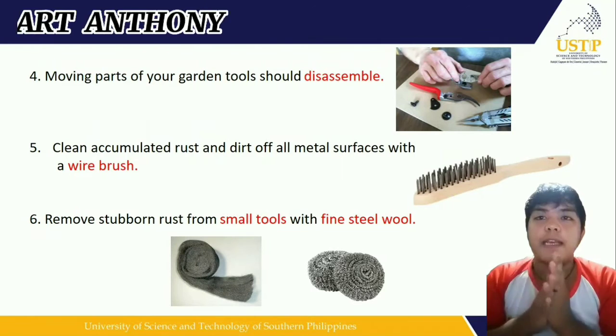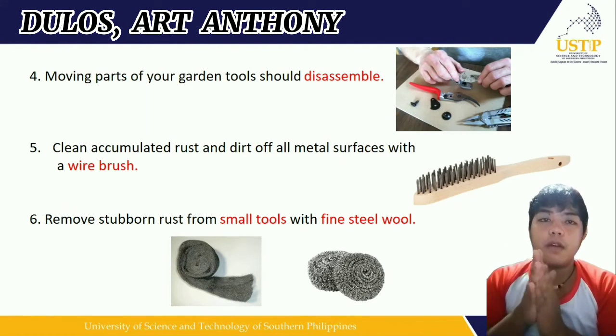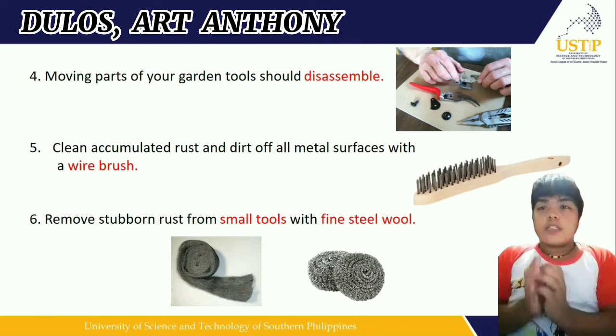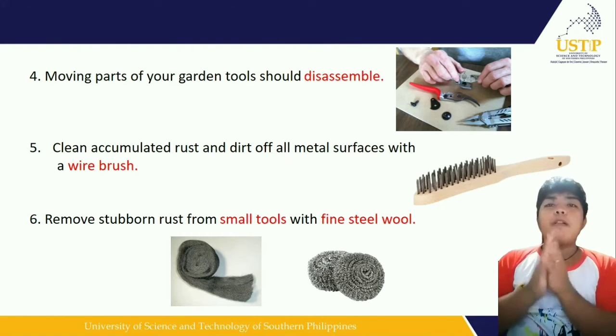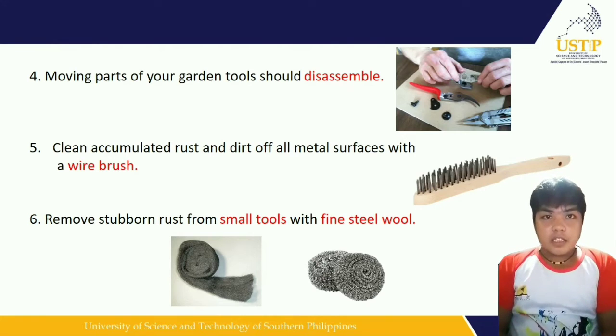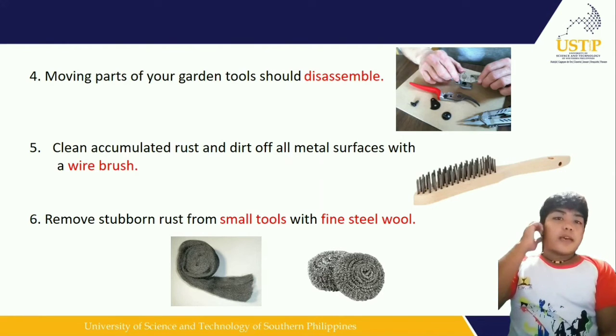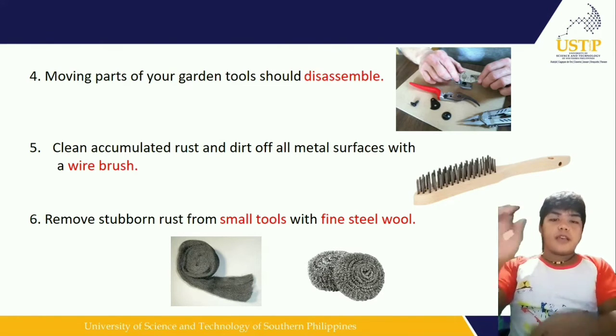Number 5. Clean accumulated rust and dirt of all metal surfaces with a wire brush. Wire brushes are an excellent choice for the removal of rust and oxidation, paint, slag, weld splatter, and other unwanted surface contaminants with angle grinders, etc.